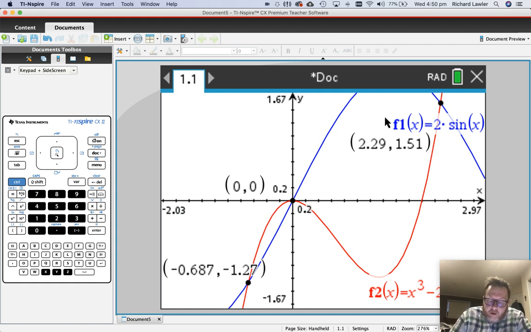And between negative 0.687 and 0, we have red on top, right? So that's the second function.